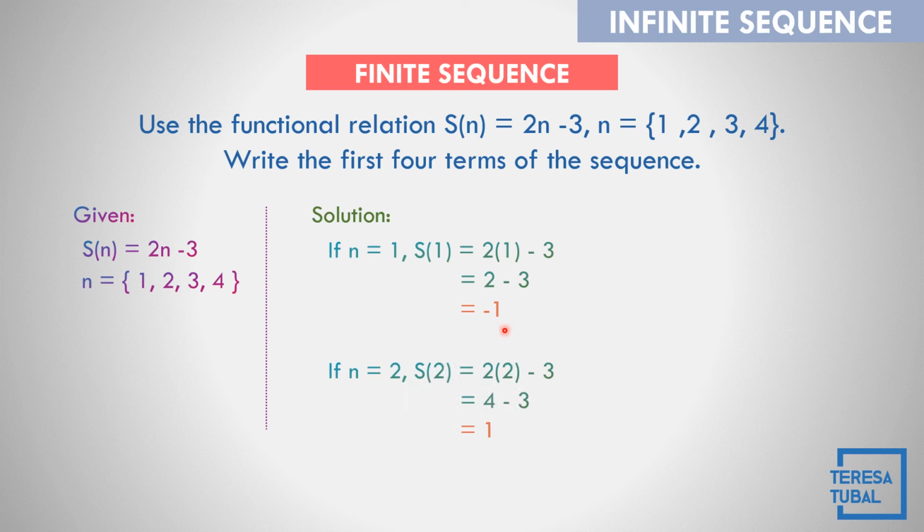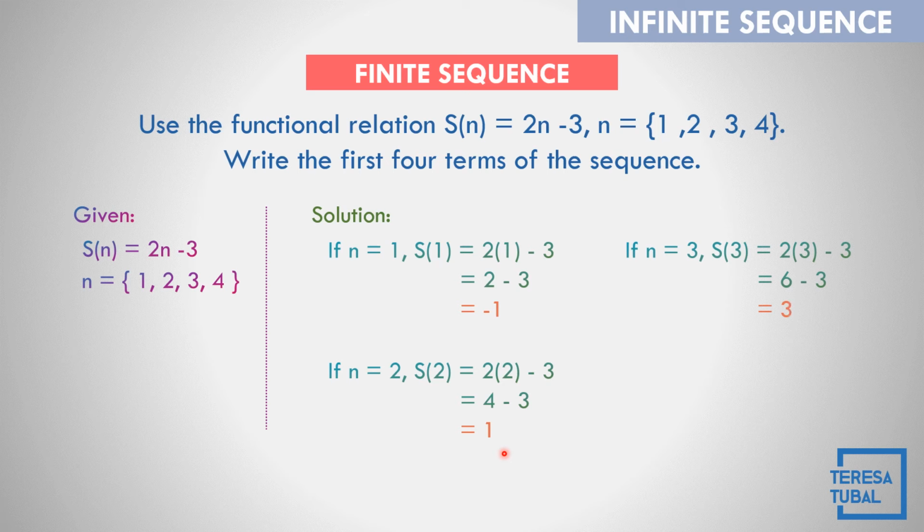How about if n is equal to positive 2? We need to replace n by 2, so S of 2 is equal to 2 times 2 minus 3. 2 times 2 is 4. Bring down 3. So we need to subtract 4 minus 3, that is equal to positive 1.